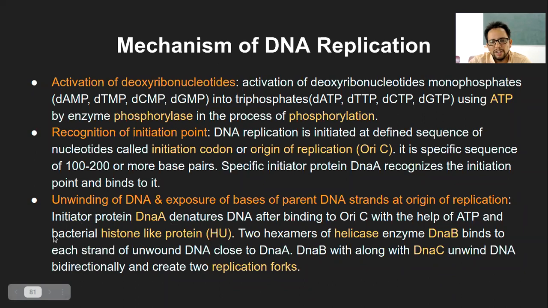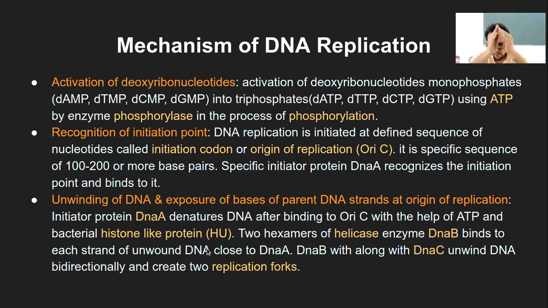This is not actually a histone, but it is a histone-like structure. So this DNA A along with this bacterial histone-like protein will cause the denaturation of the DNA. It will take the energy from the ATP and it will cause the unwinding. So the two hexamers of the helicase enzyme, which is DNA B, will bind to each strand of the unwound DNA.